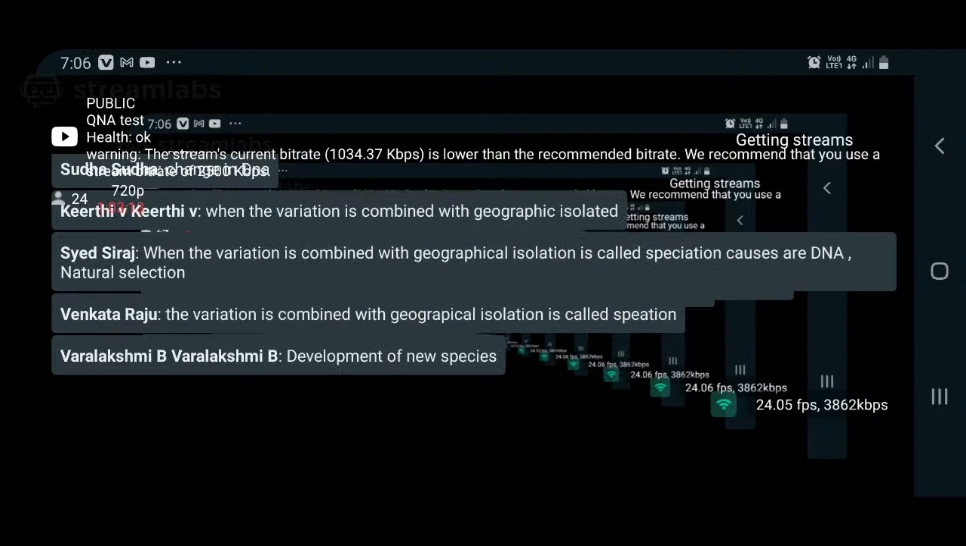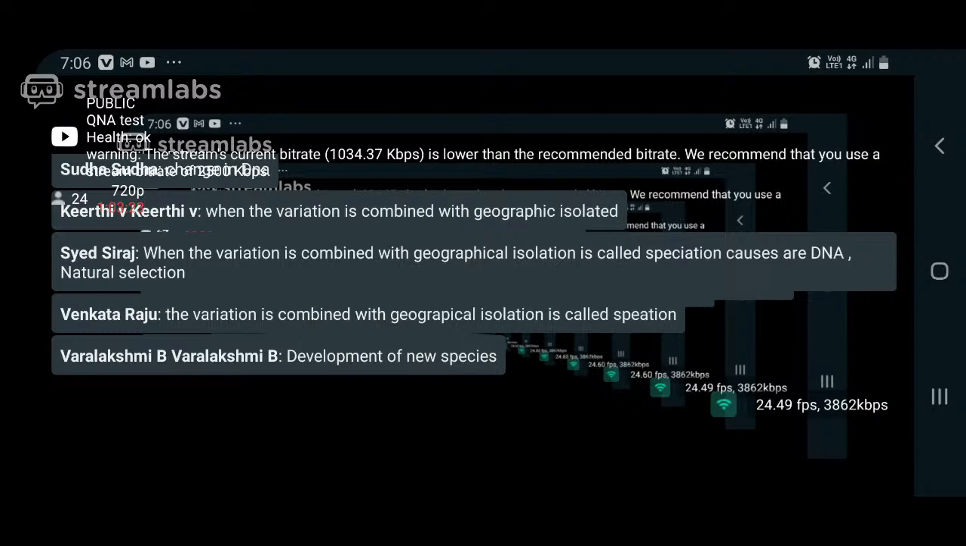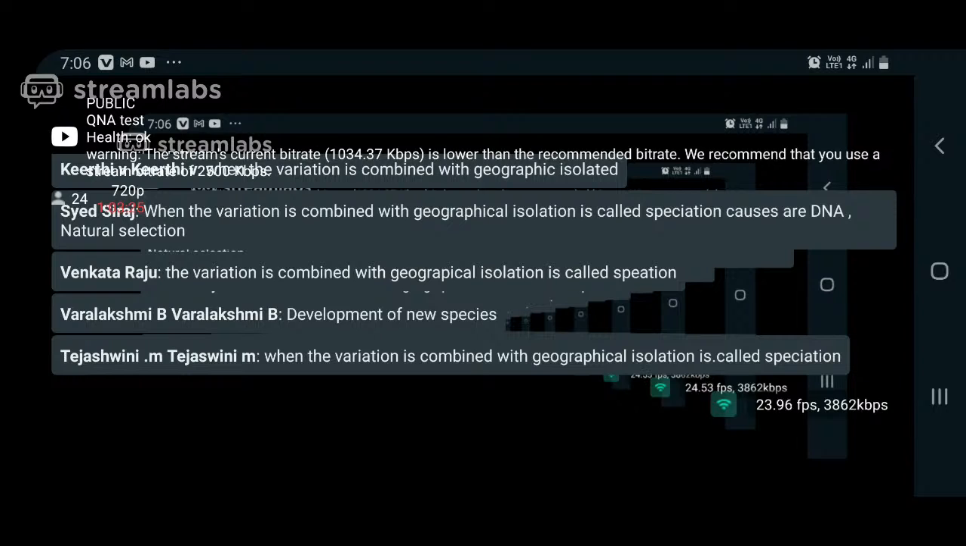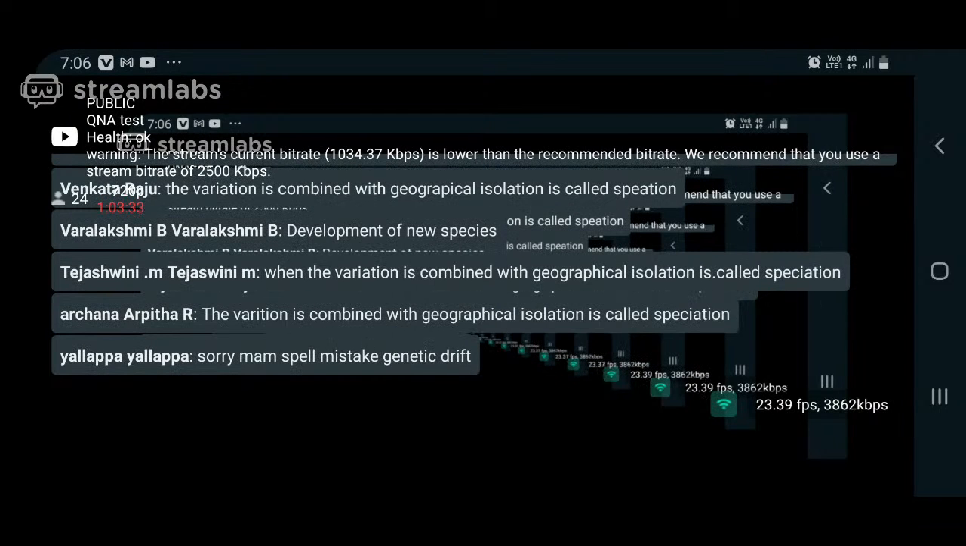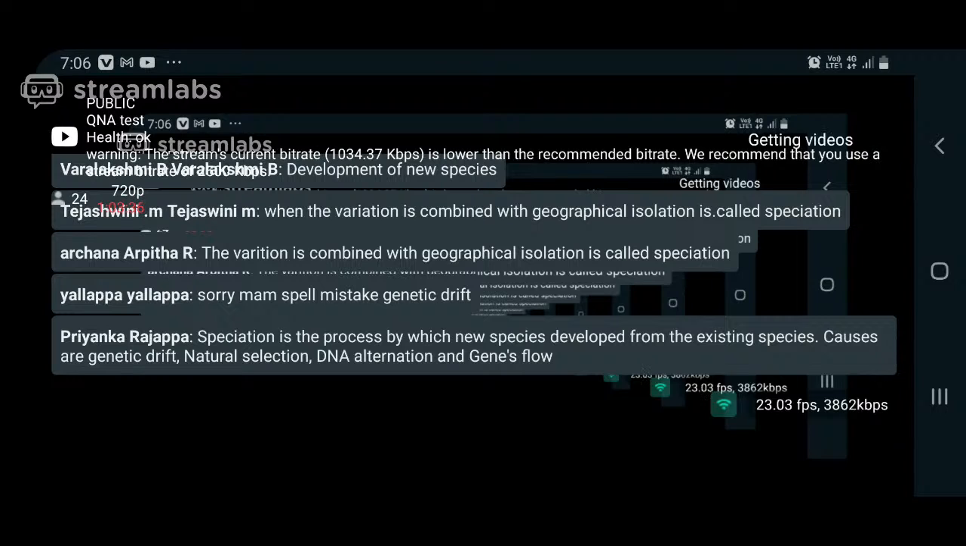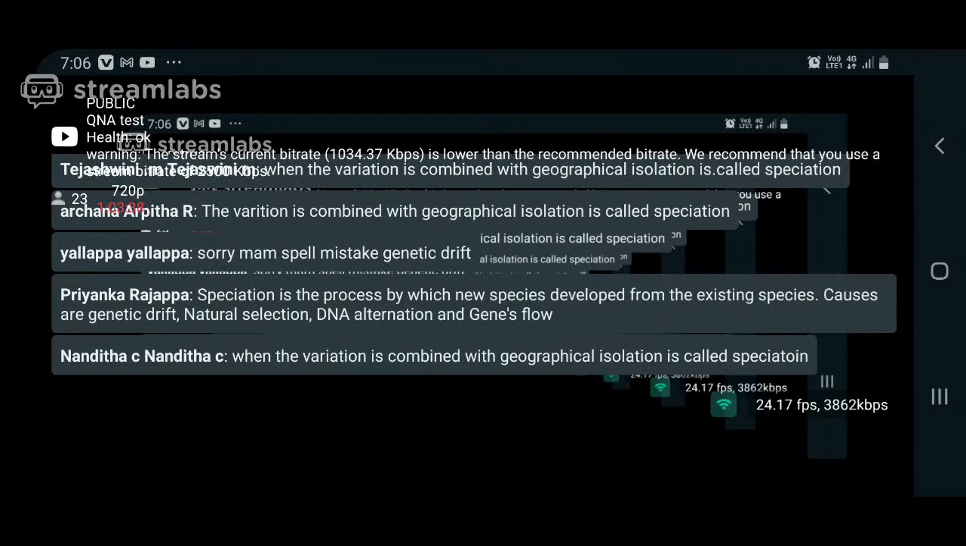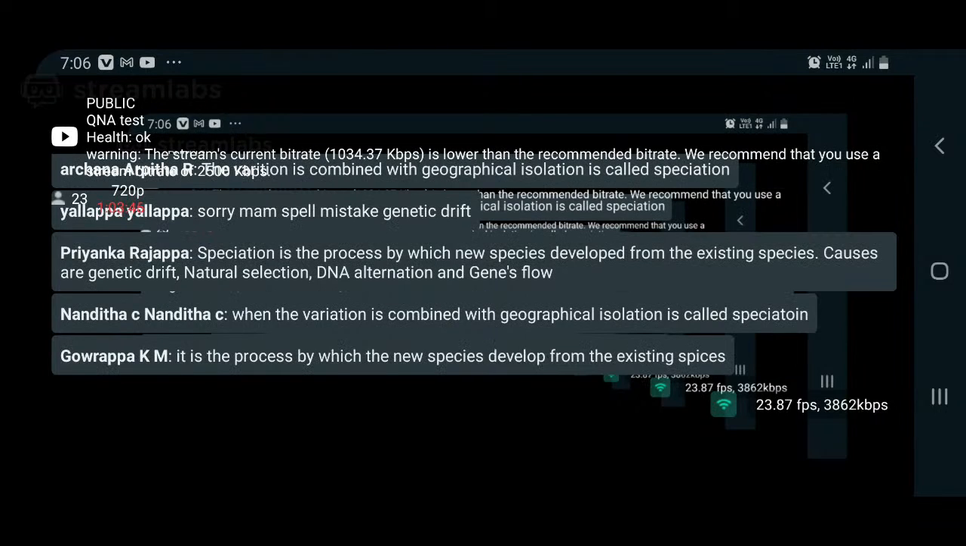The answer should go like this. Speciation is the process by which new species develop from the existing species. The causes are geographical isolation, genetic drift, natural selection, change in DNA or mutation. Change in DNA or mutation. Yes, gene flow is also a right answer. Very good, Priyanka. Good answer.